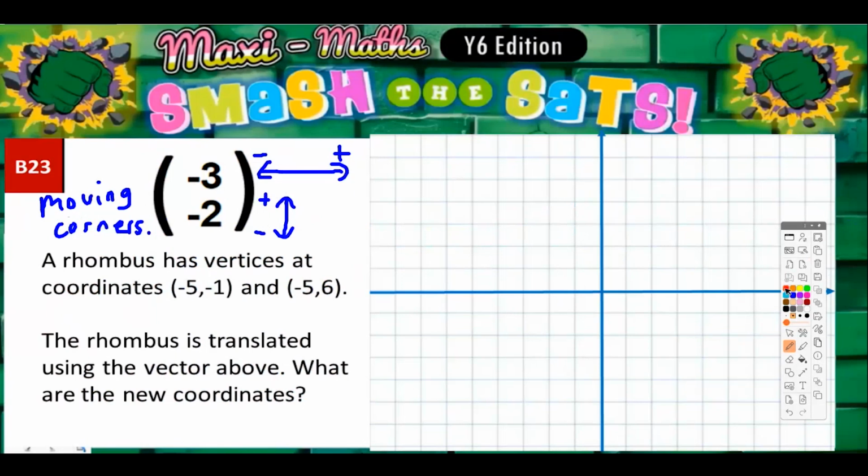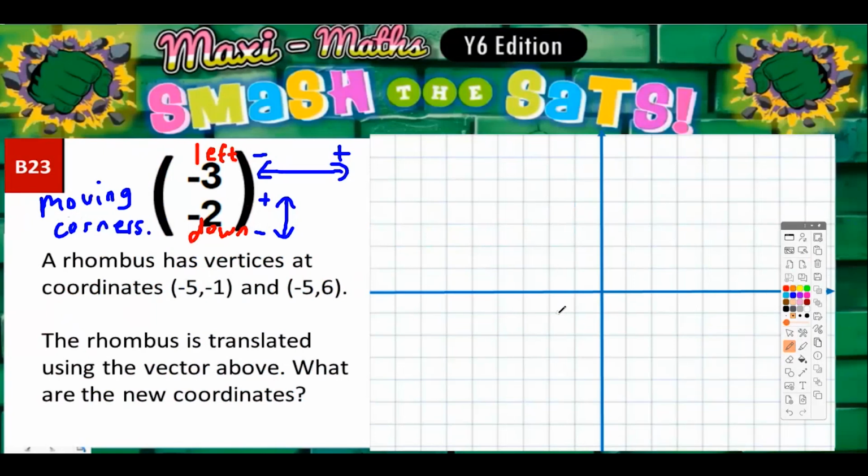Now, what you can see is we've got -3, and that's negative. So that means we're going to go 3 to the left, and 2, that's also negative, it means we're going to go 2 down. So we're basically going to go 3 to the left and 2 down.